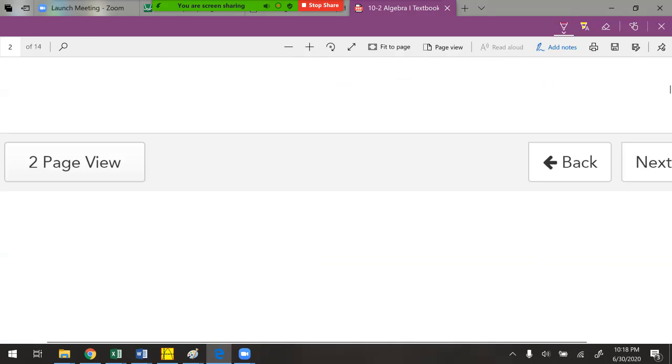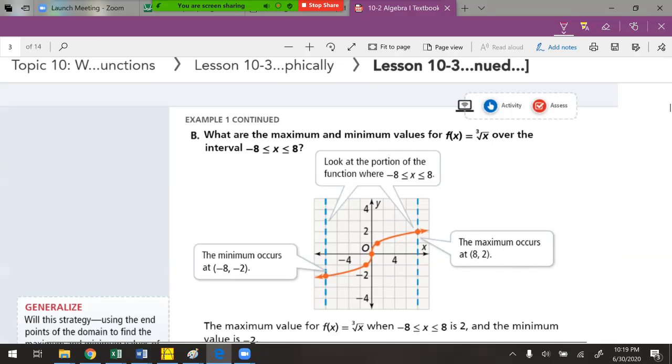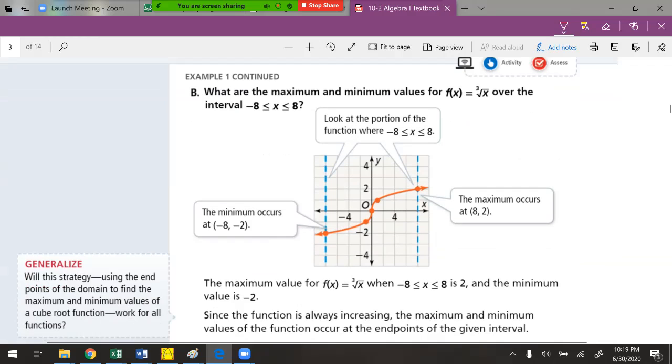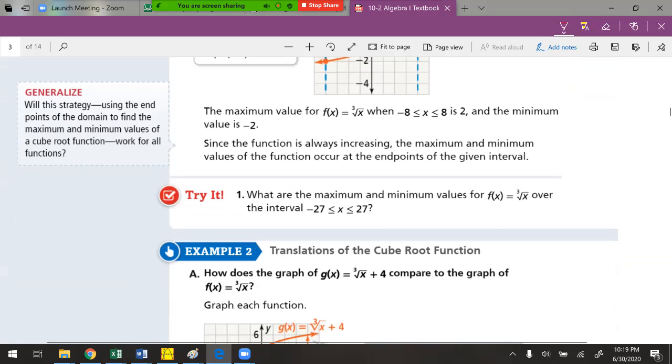So let's talk about shifting, however. Maximum values, and just basically plug them in. At negative 8, the answer is negative 2. At 8, it's 2. There's your minimum, there's your maximum. Maximum and minimum values for this, over from negative 27 to 27. Let's graph that real quick. Let's actually use Desmos, as a matter of fact.